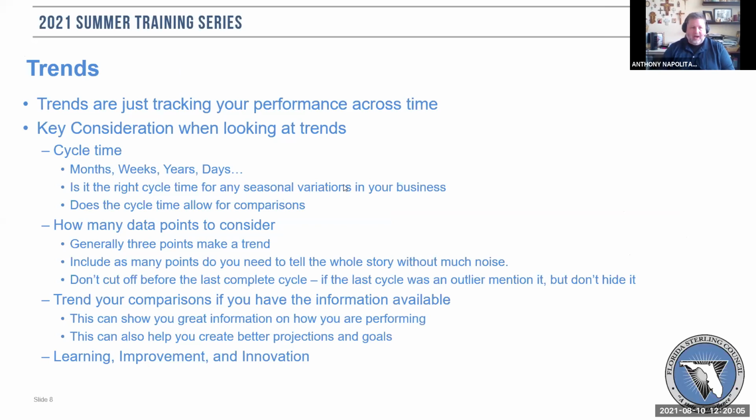So, again, it's projections and goals. You want to set your goal on your benchmark and trending those, not just trending your own performance, but trending your benchmarks helps you set a better goal in the long run. Important in other things, these are great clues to learning, improvement, and innovation.